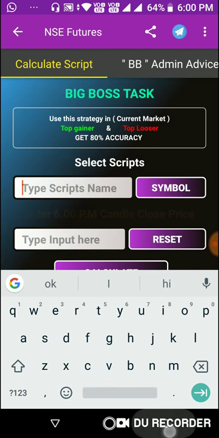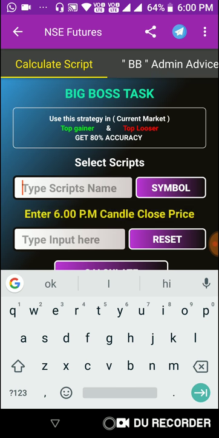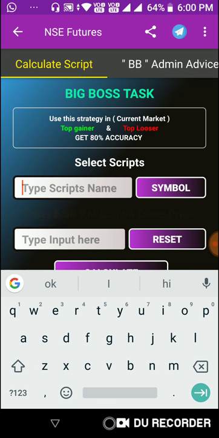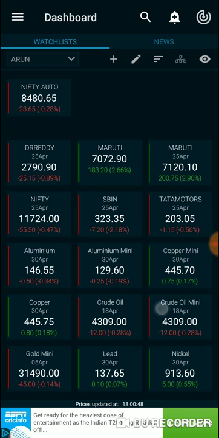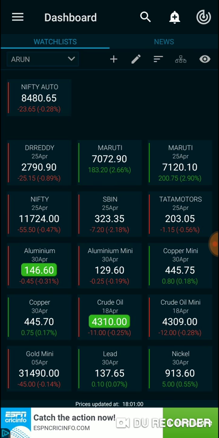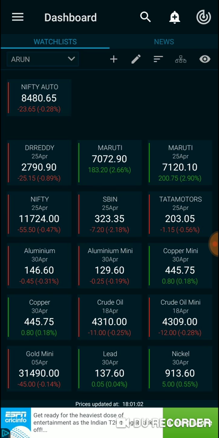For the input, you need to select the script here and enter the 9:15 to 9:30 candle closing price. Please ignore the price, whatever the pop-up you're seeing here. As a condition, I'm saying from 9:15 to 9:30, the closing price is required. For the price, I'm using the Market Pulse application, because this application is being used by many people in India, and it provides prices very equivalent to the market rate. So it's a very useful application for the input to use with the MyTradeC calculator.